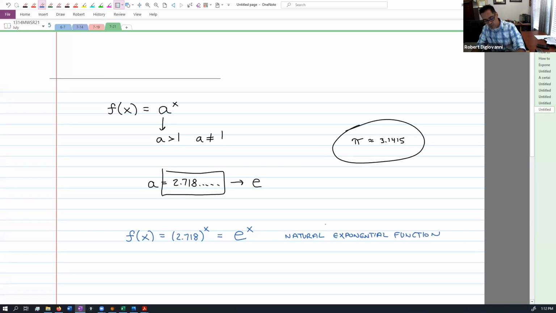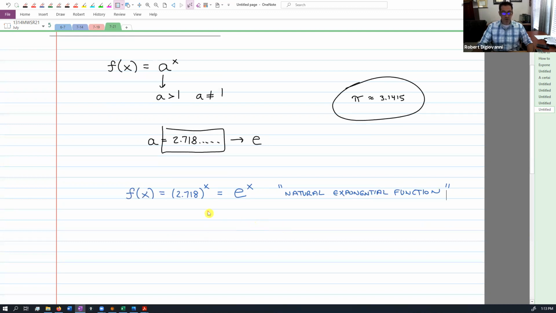I'm not going to get into why it's called the natural exponential function, other than to tell you that we were looking for a function that behaved a certain way, and this turns out to be the only function that behaves this certain way. The behavior is something that we talk about in calculus. It's not something you need to worry about here, all right? You just need to know that this is a very special function.